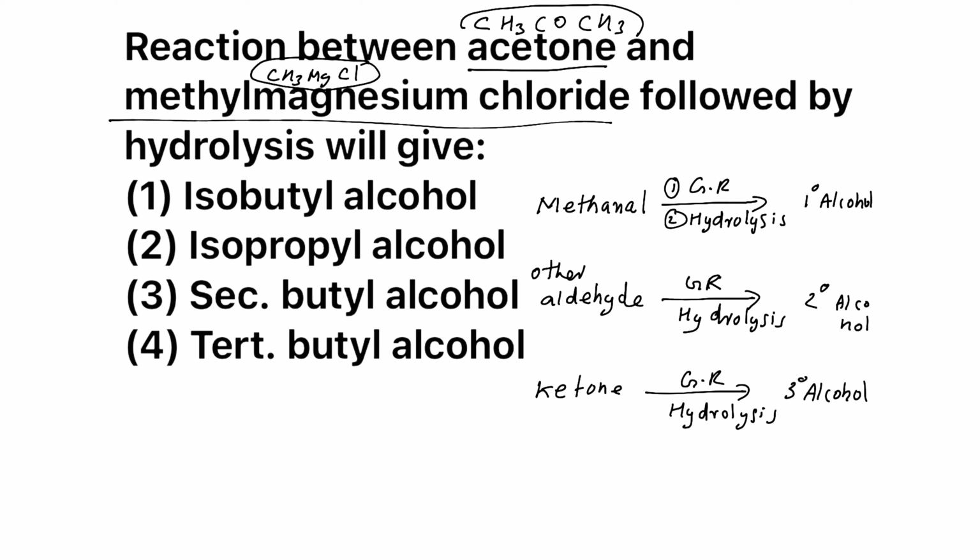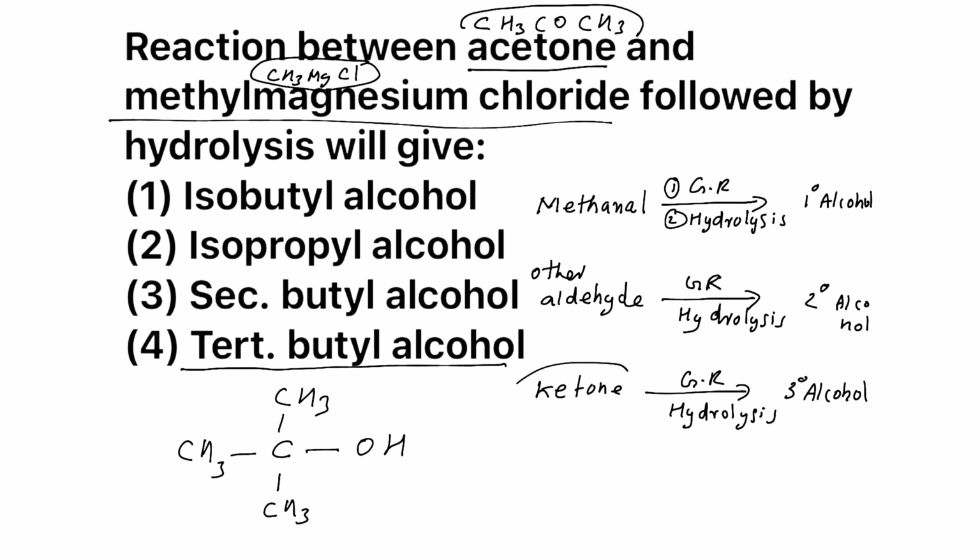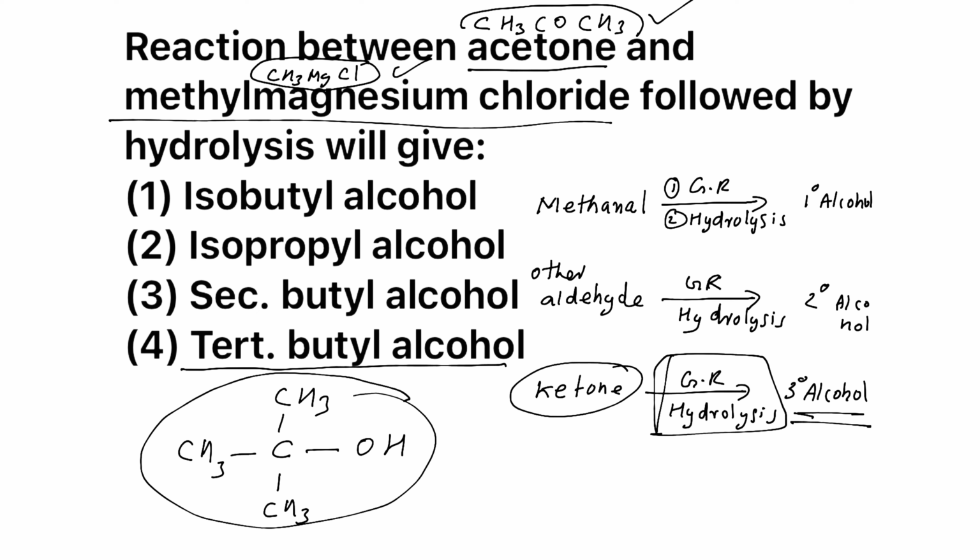Clear? So straight answer, right? Tertiary butyl alcohol. What is the structure? This is the structure, right? No need of doing all the steps, directly you will understand. Ketone, Grignard reagent and hydrolysis, you are getting tertiary alcohol. And how many carbons does it contain? Total 4, 3 plus 1. So what is the only option? It is tert-butyl alcohol. Clear, right? And this is that structure. So option 4 is our right answer.